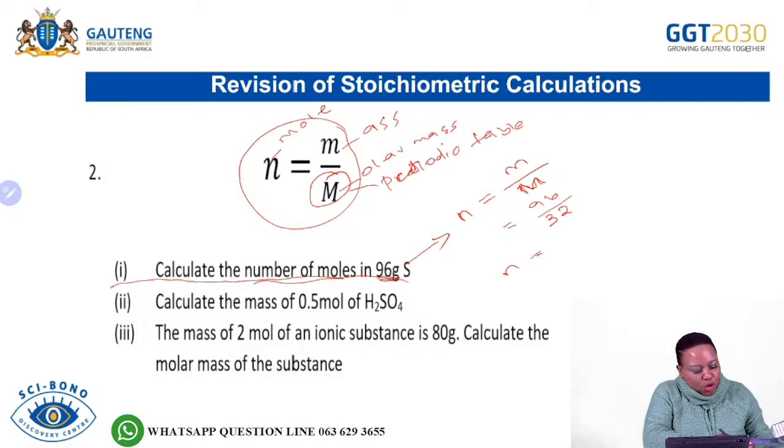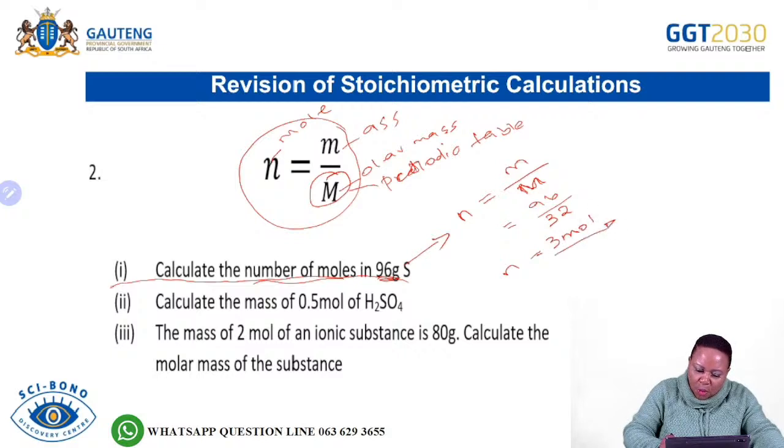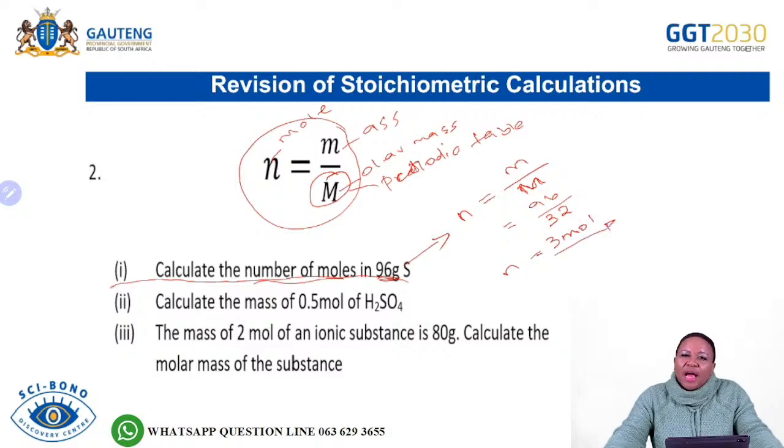Make sure that your calculator is close to you, so that you can calculate and find the number of moles. So we get 3 moles for our first question, which is a very simple calculation. But remember, this is what you did from grade 10, and it is what we are going to use as we do the more complex calculations that we are going to look at today.